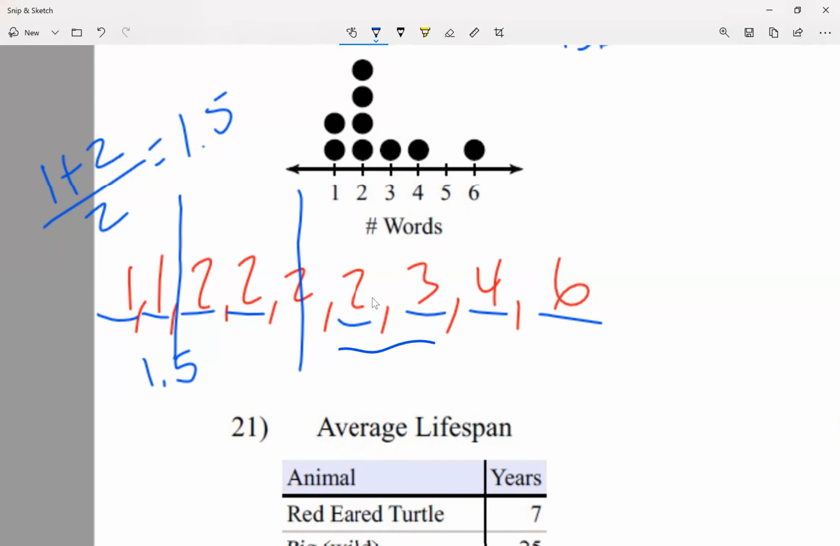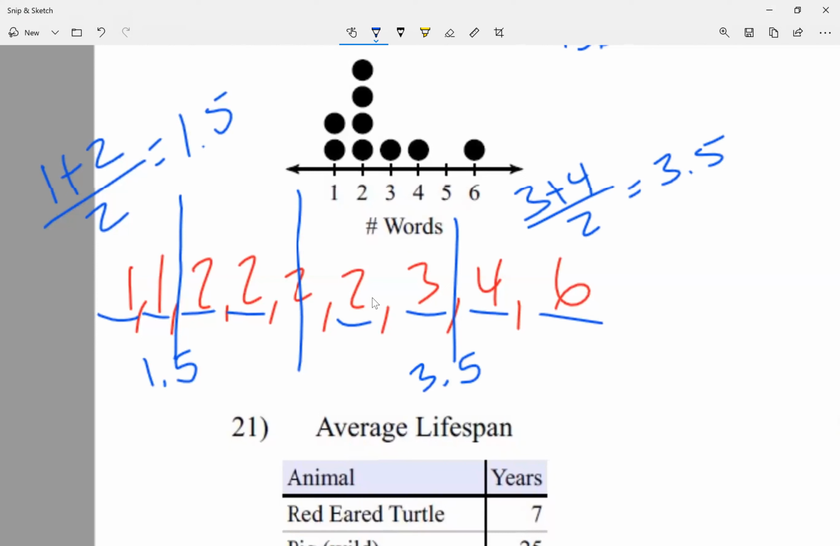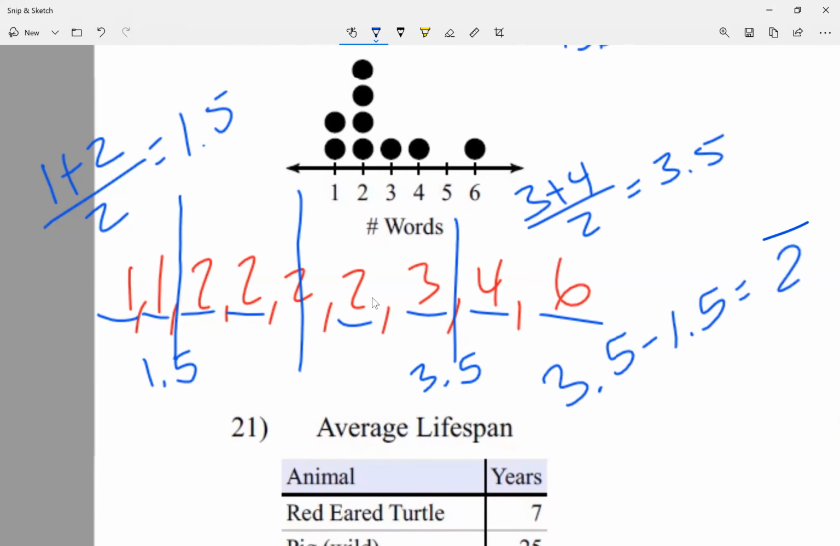I notice on the right side, there's 4 numbers. Let me draw a line right in the middle. I could ask what number is between 3 and 4 using decimals. If we cannot tell, we go 3 plus 4 divided by 2, and this gives us 3.5. So the lower quartile is 1.5. The upper quartile is 3.5. The interquartile is 3.5 minus 1.5, which in this case is 2. All right, that was pretty cool.